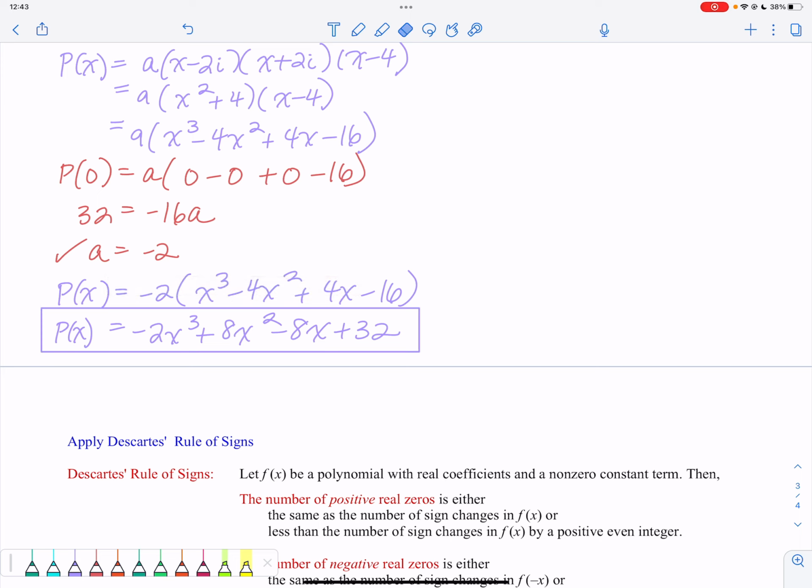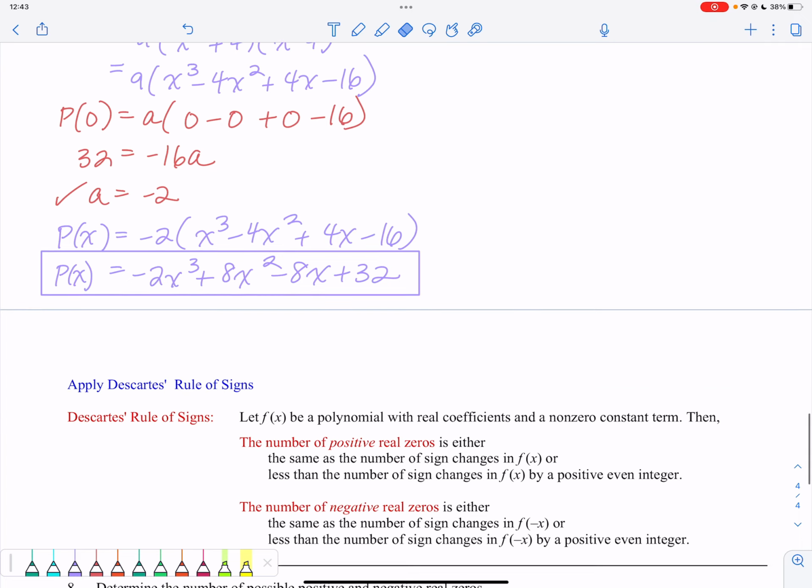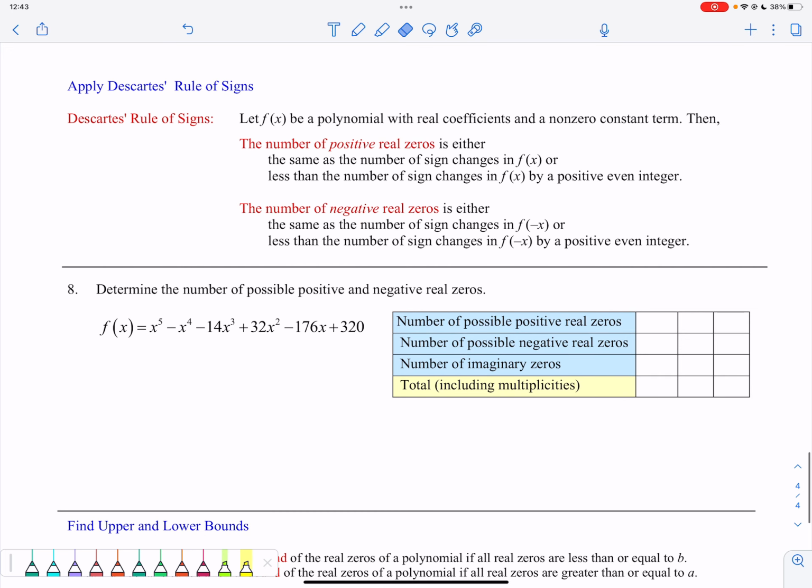Okay, and we will conclude this section with something called Descartes' rule of signs. Descartes' rule of signs basically tells us how many positive real zeros we're going to have, how many negative real zeros, and it's going to give us the cases or the possibilities.